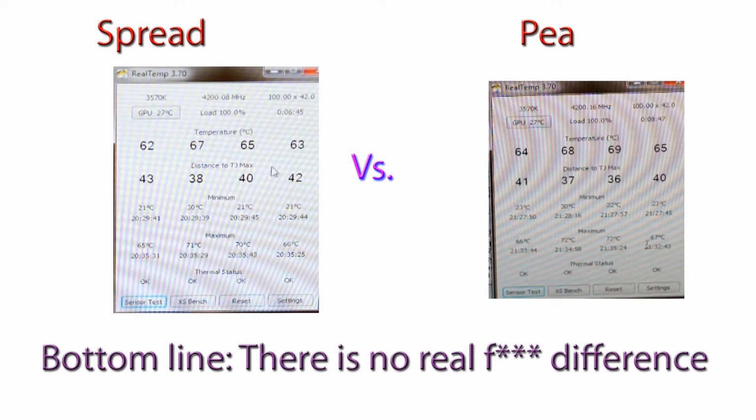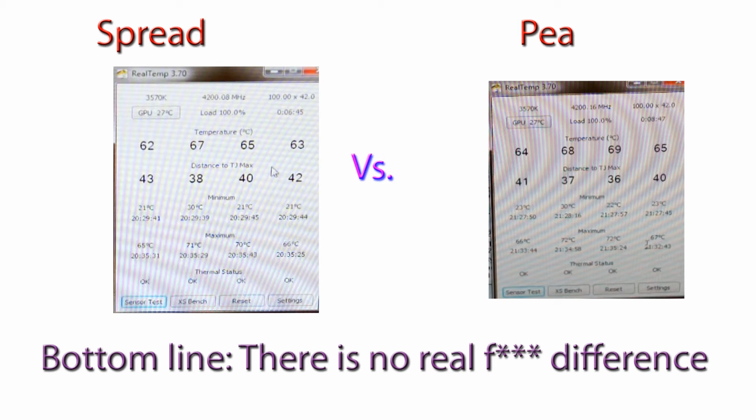paste. What is crucial is that you apply a thin layer, and I mean thin, guys, a thin layer of thermal paste between your heatsink and your CPU. So, there we have it, guys. If you are doing the PEA method, aka the God method, as you consider it, please do not give people a hard time who do the spread method, as all in all, they really don't make much of a difference.